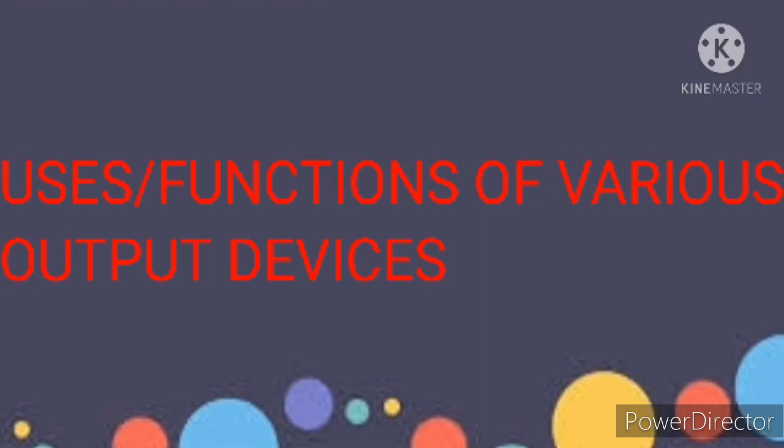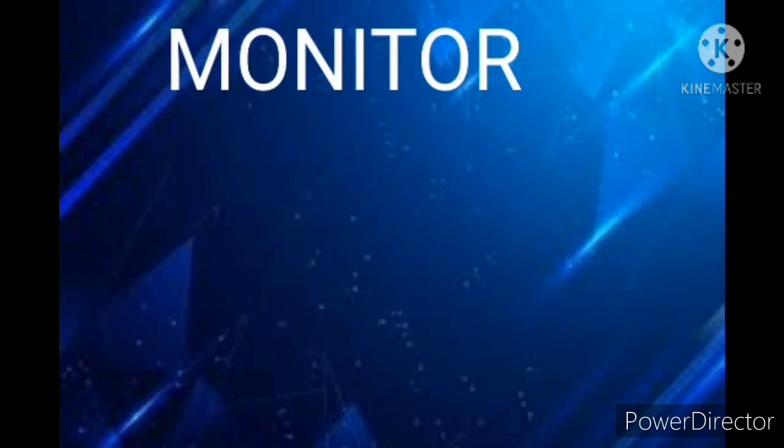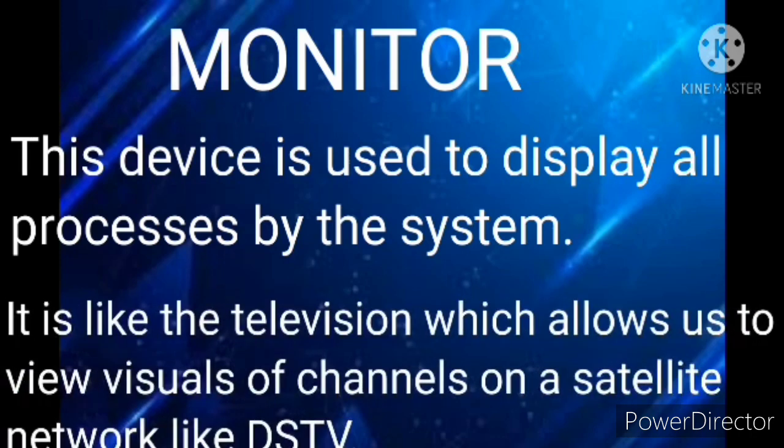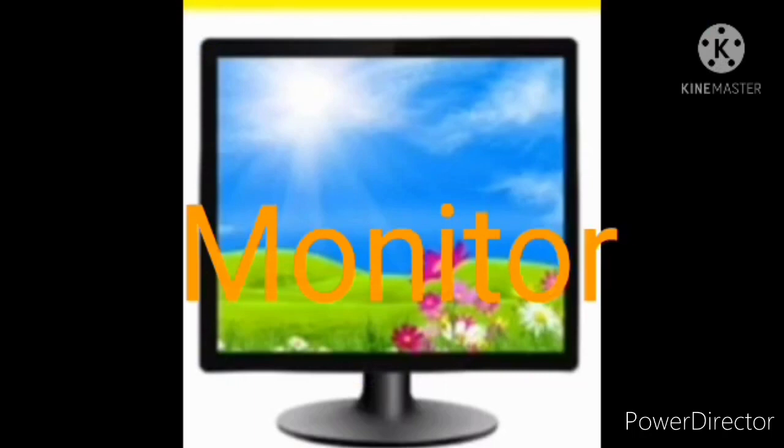What is the function of a monitor? The monitor displays all the processes by the system. The monitor is a device used to display all the processes by the computer system. It displays whatever goes on in the computer. The monitor is like the TV set, which allows us to view visuals of channels on a satellite network like the DSTV. This is a pictorial example of a monitor. This is how a monitor looks like.